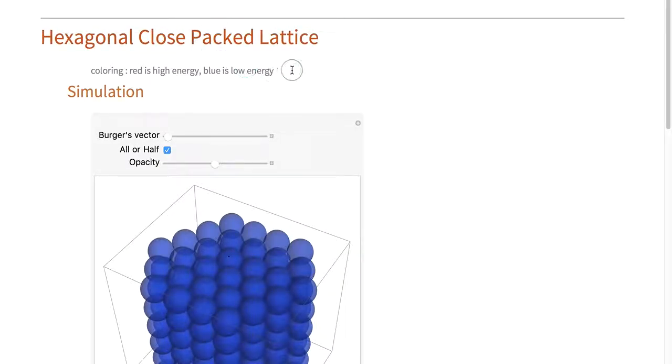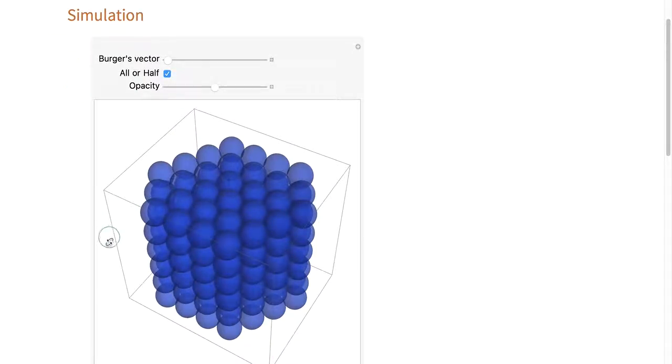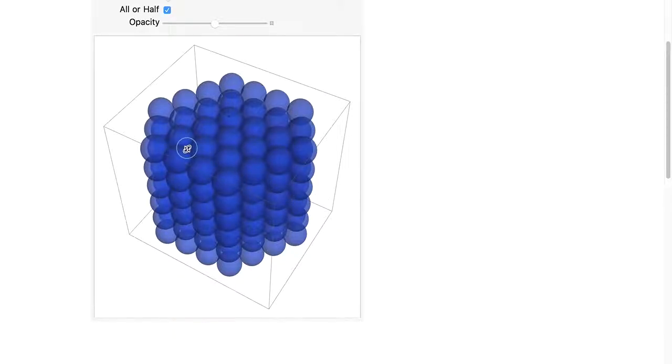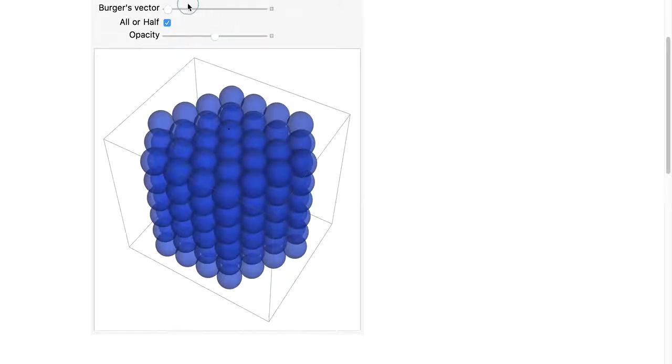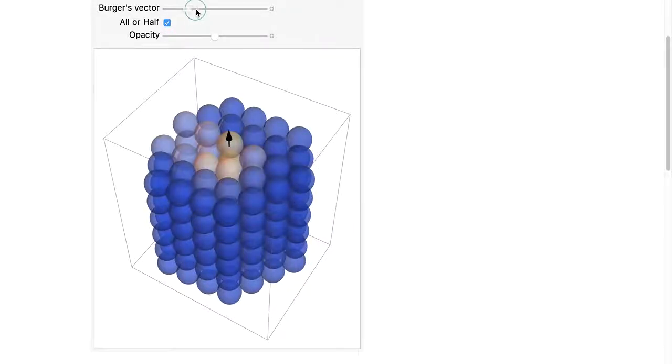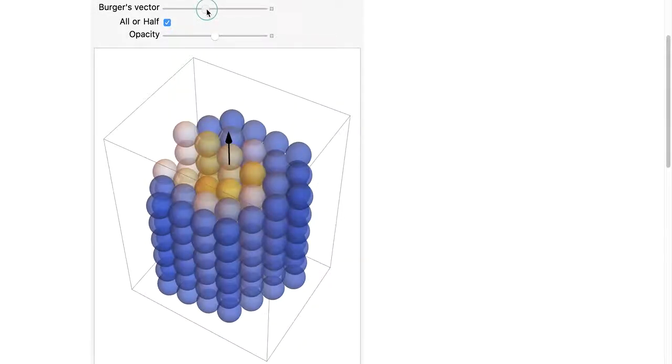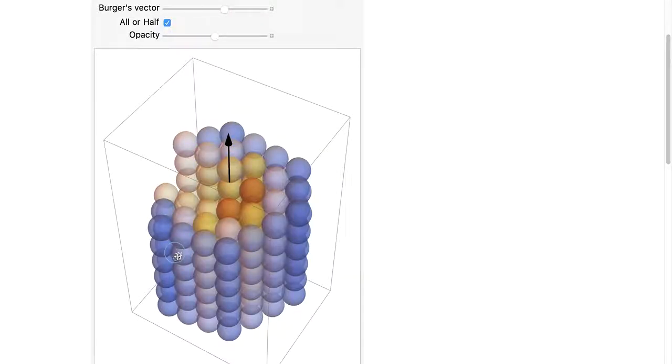So now that we've looked at a cubic lattice, let's look at a hexagonal close packed lattice, or HCP. Here I visualize an inner portion of the HCP lattice. Again, I'm not looking at surface atoms, and all atoms here are pretty dark blue, so they're lower energy. As I introduce my Burgers vector, the energy does clearly increase right around the center. And what you'll also notice is that atoms are becoming less blue, which means that the energy of all the atoms is increasing.